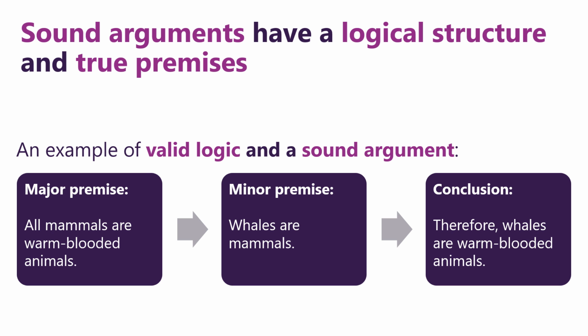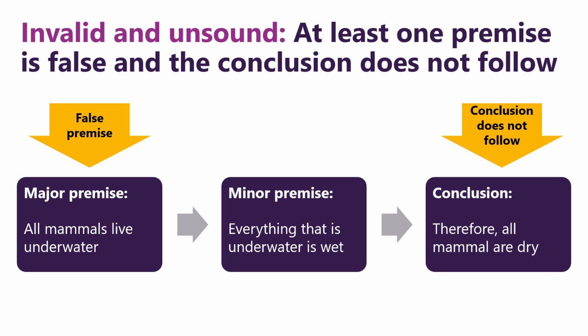So let's look at some more arguments to see if we can identify problems. So here we have an example of an argument that is invalid and unsound. This is because at least one premise is false and the conclusion does not follow. So we have a major premise that all mammals live underwater. This is a false premise, it is not true.